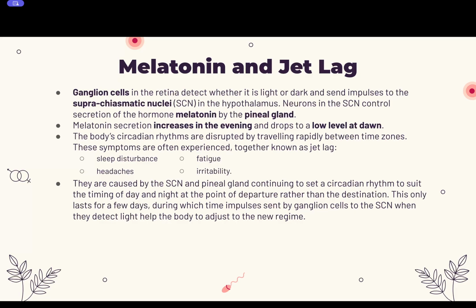Melatonin secretion will increase in the evening and drop to a low level at dawn. And this is because the darker it is, the more melatonin is produced, and the lighter it is, the less melatonin is secreted. In terms of jet lag, the body's circadian rhythms are disrupted by traveling rapidly between time zones. So this is known as jet lag, and the symptoms are sleep disturbance, fatigue, headaches, and irritability.